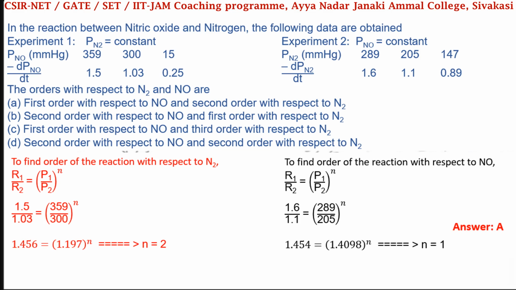How to obtain n? Already you know it. What about this data? It is surplus data. You can make use of it, otherwise you can leave it. Similarly, these two data are sufficient, and this is surplus data. Apply these two data and obtain the order with respect to each one.